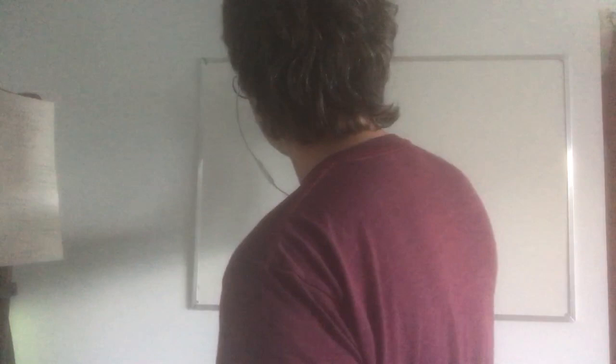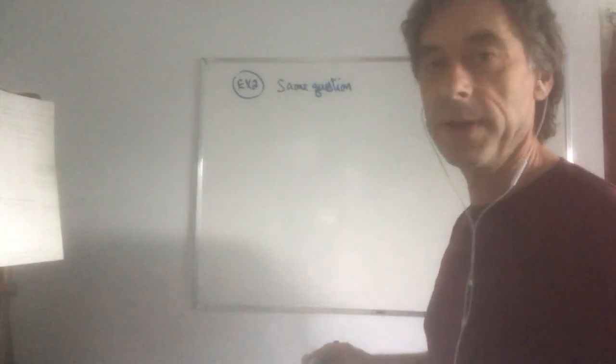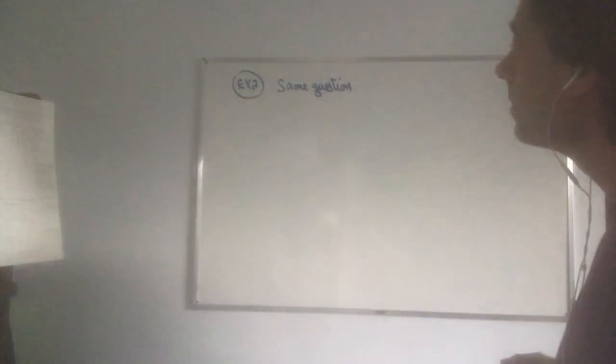All right. So example 2. Same question. So determine if f of x is continuous at the point A. Not going to rewrite the whole thing. Same question for f of x whose graph is below.